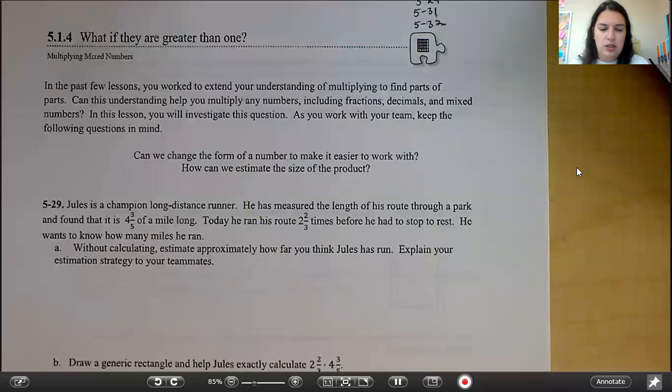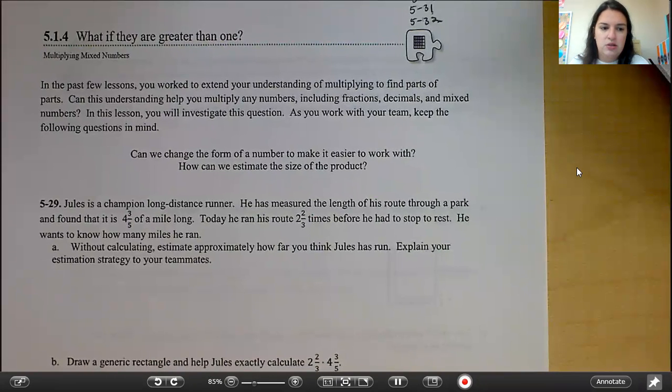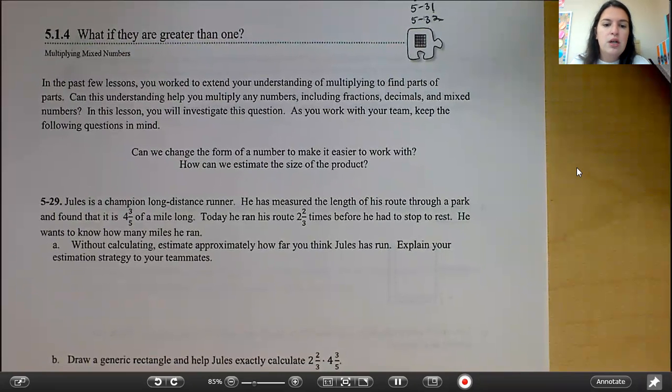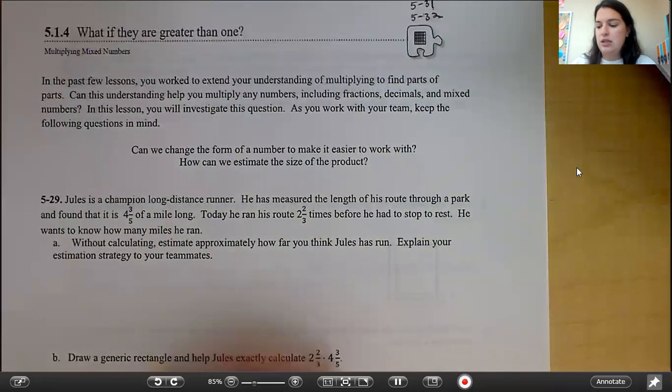Jules is a champion long-distance runner. He has measured the length of his route through a park and found that it is 4 3/5 of a mile long. Today he ran his route 2 2/3 times before he had to stop to rest. He wants to know how many miles he ran. Without calculating, estimate approximately how far you think Jules has run. Explain your estimation strategy to your teammates. So go ahead and pause the video and do part A. Remember, it's just an estimation.